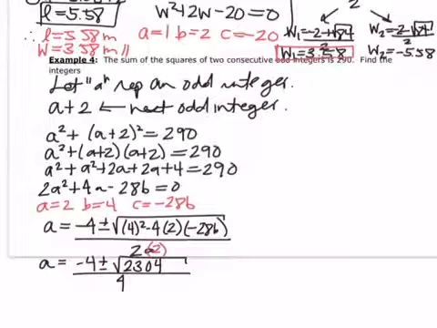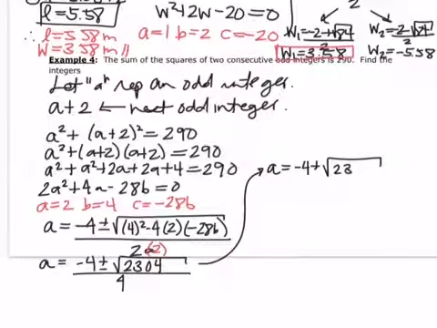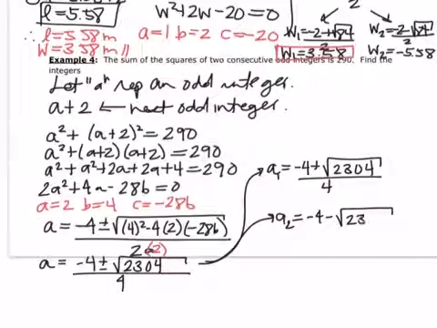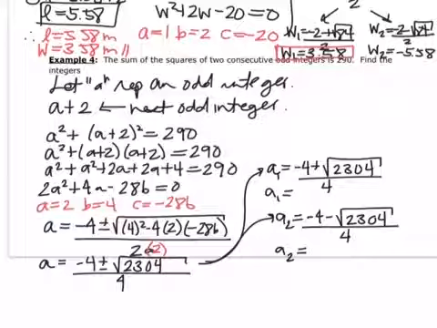So again, we have our two cases. So we have our first case where a is equal to negative 4 plus the square root of 2304 all over 4, and we have our second case, which is going to be negative 4 minus the square root of 2304 all over 4. So the two solutions that you'll get are 11 and negative 13. So these nice numbers indicate that this was factorable and we could have factored it. So this goes to show you could either solve this by factoring or quadratic formula. No matter what, the quadratic formula will work.